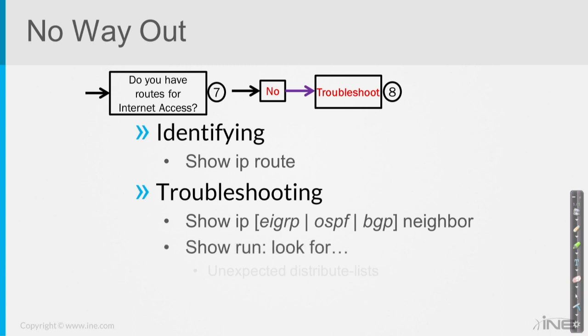Then we could also do a show run. Now these were not in this lab here, but we could look for unexpected distribute lists.